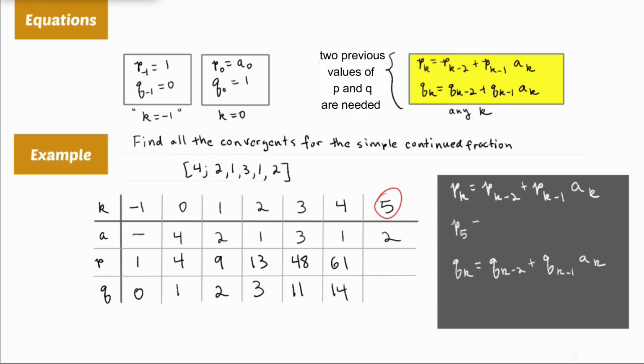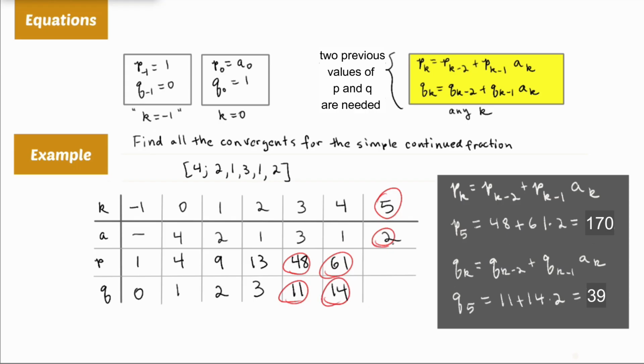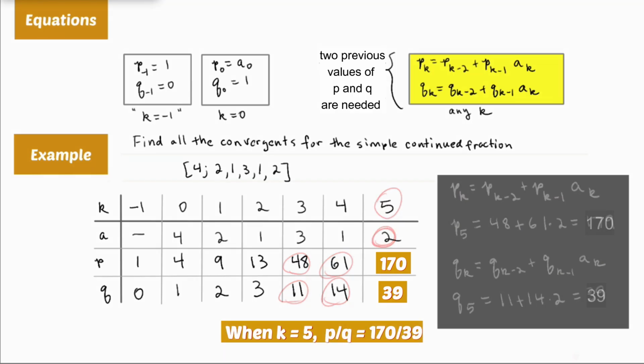P sub 5 equals 48 plus 61 times 2 equals 170. The font is different there because I messed up during recording, that's all. Anyway, q sub 5 equals 11 plus 14 times 2 equals 39. For p, this is where we got the 48, the 61, and the 2, and for q, this is where we got the 11, the 14, and the 2. We can write these results in the table. 170 over 39 is the last convergent.